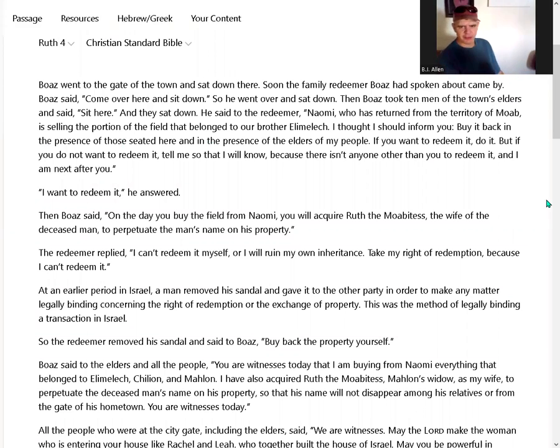Then Boaz picked 10 men of the town's elders and said, "Sit here." And they sat down. He said to the Redeemer, "Naomi, who has returned from the territory of Moab, is selling the portion of land that belonged to our brother Elimelech. I thought I should inform you. Buy it back in the presence of those seated here and in the presence of the elders of my people. If you want to redeem it, do it. But if you don't want to redeem it, tell me so I will know, because there isn't anyone other than you to redeem it, and I am next after you."